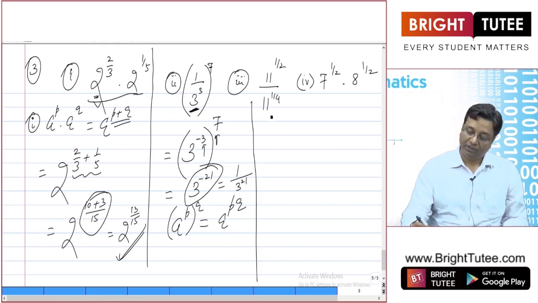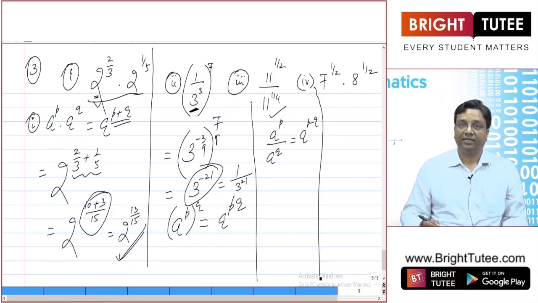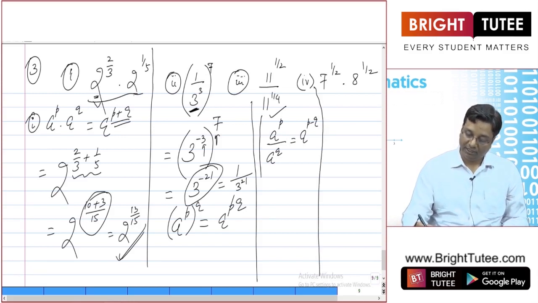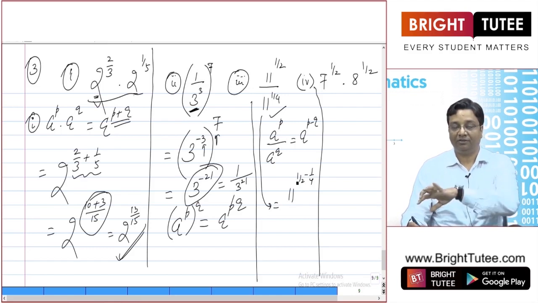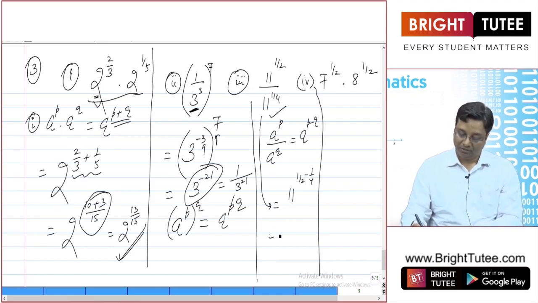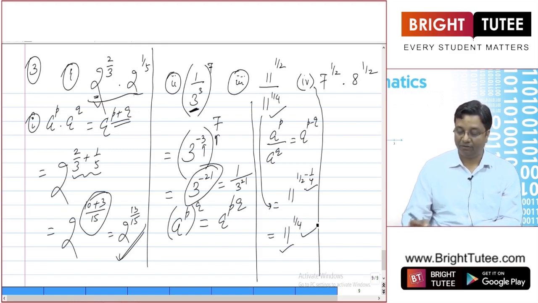Now for this question, I will use this rule, a raised to power p by a raised to power q can be written as a raised to power p minus q, right? So this can be written as 11 raised to power 1 by 2 minus 1 by 4. So 1 by 2, half, minus 1/4 is 1/4. So the answer will be 11 raised to power 1 by 4. Or what you can do is you can take the LCM as 4 and then you can simplify it. You will get 11 raised to power 1 by 4 as your answer.